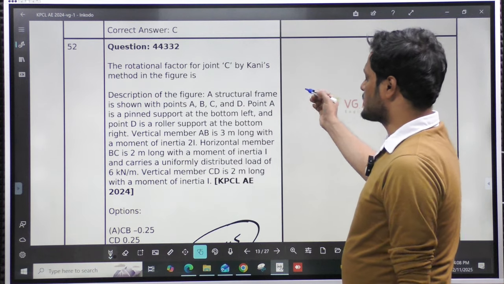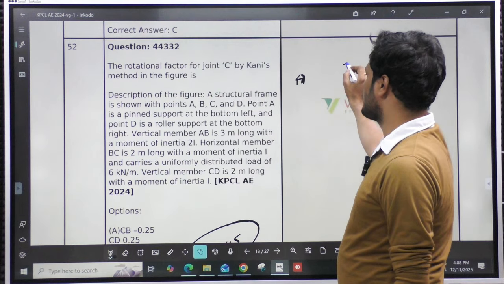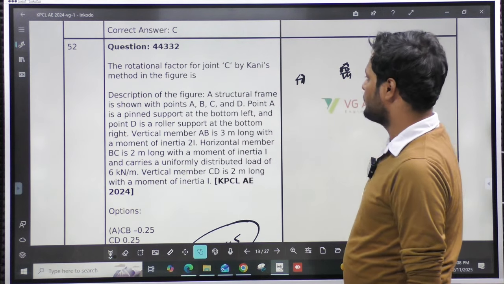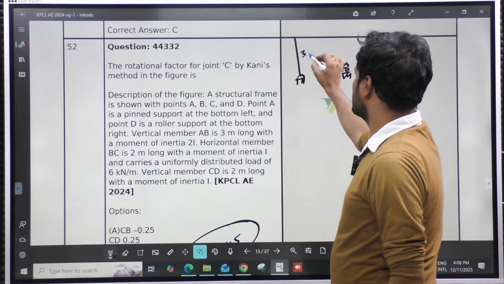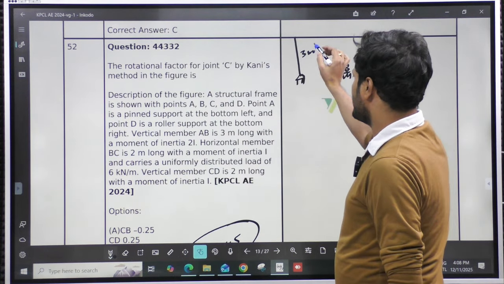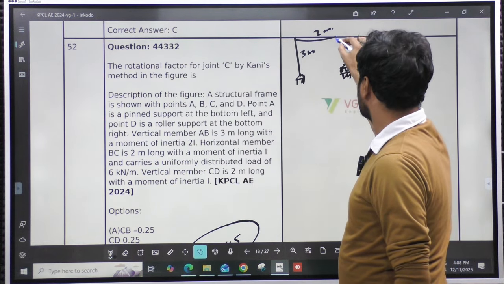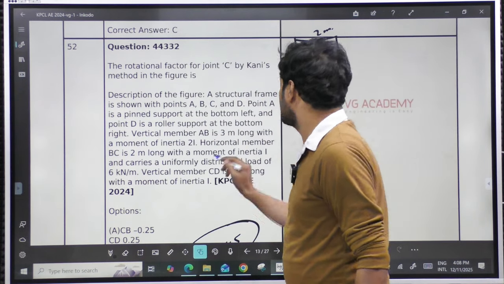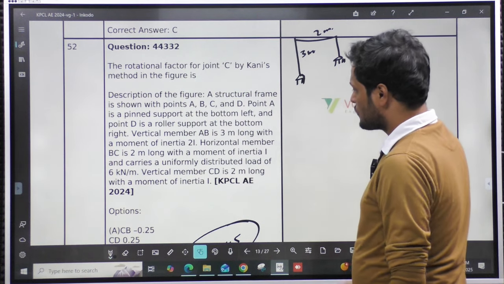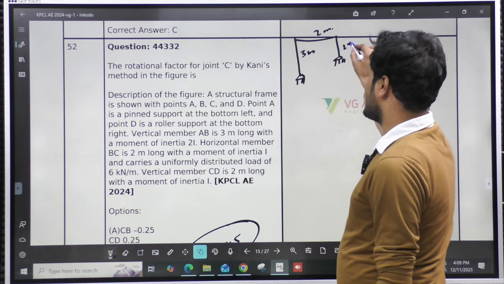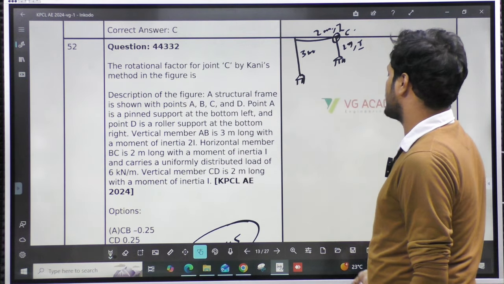Description in the figure: a structural frame is shown ABCD. Point A is pinned at the bottom and point D is roller on the right side. So AB is 3 meter long and BD is 2 meter long and CD is 2 meter long. So this is unequal height. So this is 3 and this is 2. So moment of inertia I and I. So we want the rotational stiffness K.